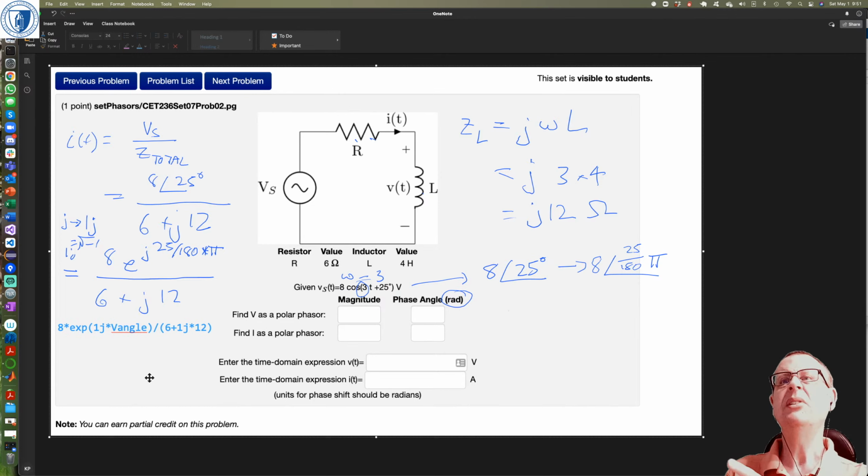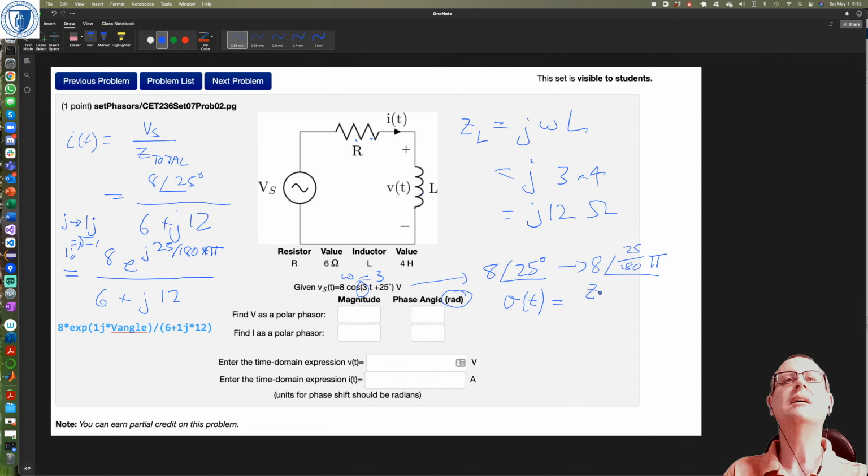What else do I need? I need the voltage V across the inductor, right? And the voltage V of t equals, what does V of t equal? Well, it's just a voltage divider, right? So it's going to be ZL on ZL plus R, right, times Vs. And ZL is j12 on j12 plus, was it 6, times 8 angle 25 degrees. Oops. Like that.